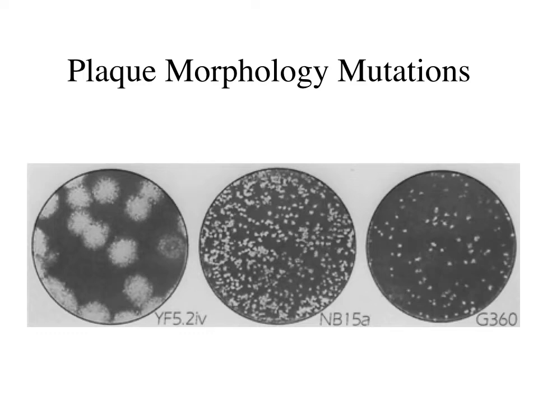In the illustration on this slide, you see the plaque morphology of the parental yellow fever 17D vaccine virus, which is over on the left, and two variants. The small plaque sizes of the two variants resulted from a defect in their ability to spread from cell to cell rather than merely a diminished cytopathic effect.